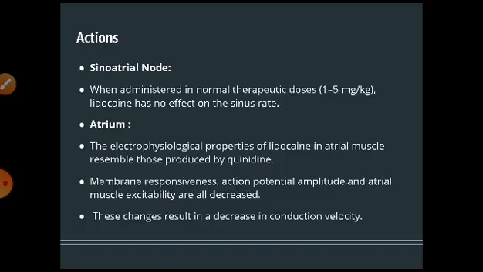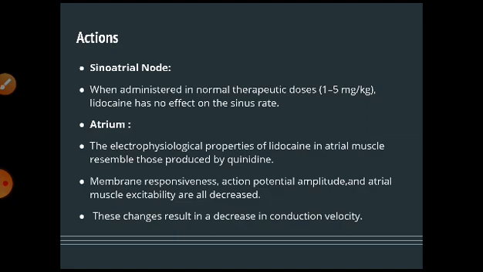What does it do on the SA node? When administered in normal therapeutic doses, lidocaine has no effect on the sinus rate. Atrium: the electrophysiological properties of lidocaine in atrial muscle resemble those produced by quinidine. So it has some quinidine-like effect on the atrial muscles. Membrane responsiveness, action potential amplitude, and atrial muscle excitability are all decreased. So all these things get decreased.